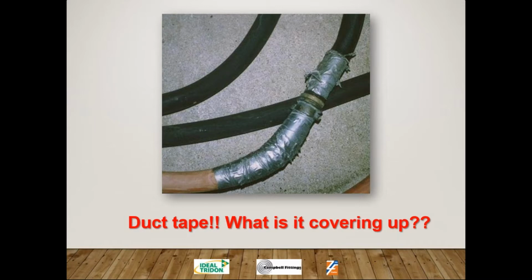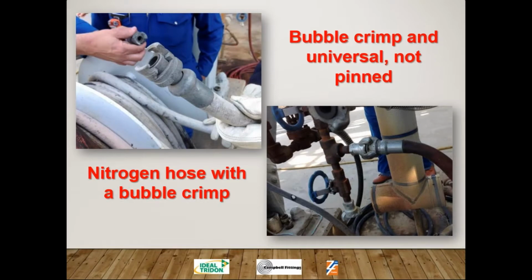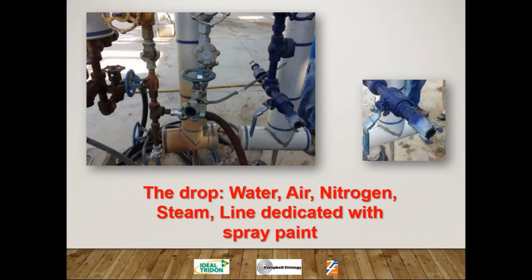Again, you don't need to be a seasoned pro to figure this out. Something wrong is happening underneath that hose. I don't know what it is, but I don't want to be there when they start using it. Another nitrogen hose, bubble crimp, universal is not pinned. This is a typical refinery drop: water, air, nitrogen, steam line. This nitrogen line was set aside for line dedication with blue spray paint, which is fine, I guess, assuming they always make sure that that's their nitrogen hose, but it's all the same universal hookup, so it could get tricky.